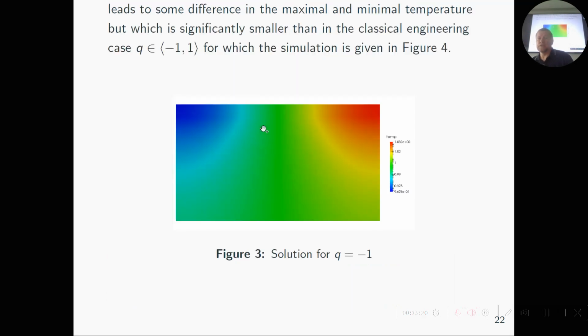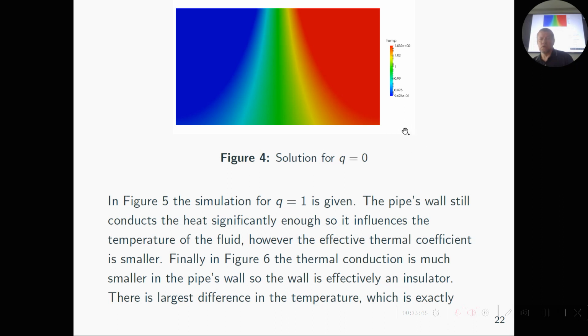Now, when Q is between -1 and 1, it's more likely closer to the physics. And you can see that there is some conduction going on in the wall of the pipe, which is here, and also inside the fluid. And the transfer between the fluid and the wall is kind of continuous. Now, for Q equal to 0, that's the completely engineering model, meaning that the conductivity of the wall of the pipe and the fluid inside are of the same order, exactly the same, and you don't see the pipe appearing in the model at all.